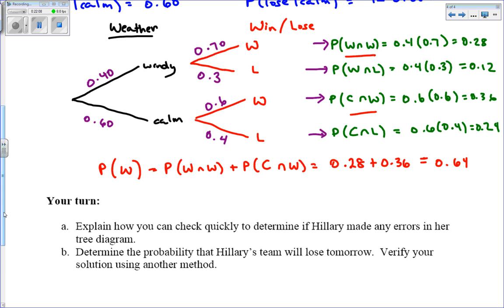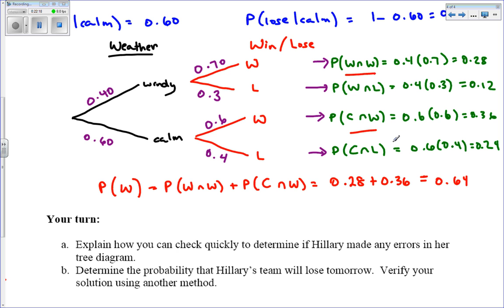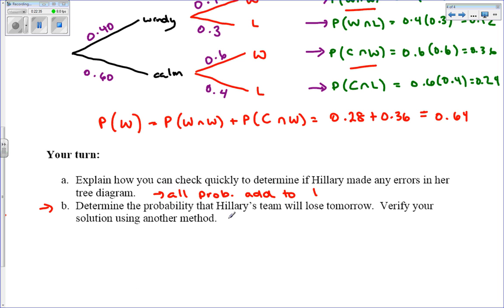Okay, so then your turn here. Explain how you can check quickly to determine if Hillary made errors in her tree diagram. If you add these four probabilities together, you should get a certainty. So you can check that all probabilities add to 1. And then try question B, which says determine the probability that Hillary's team will lose tomorrow, and verify using another method, so whatever you want to do there. I'll tell you that the probability 0.36 is what you should get for that.